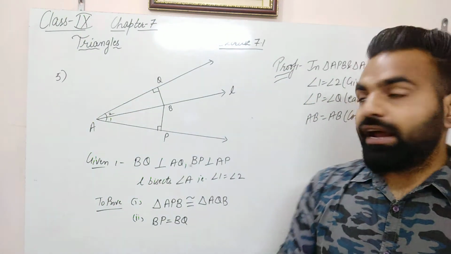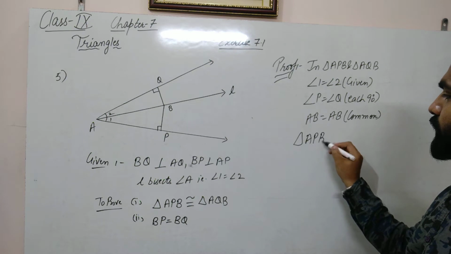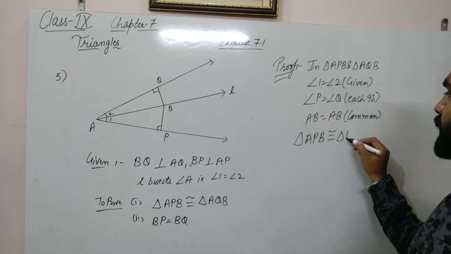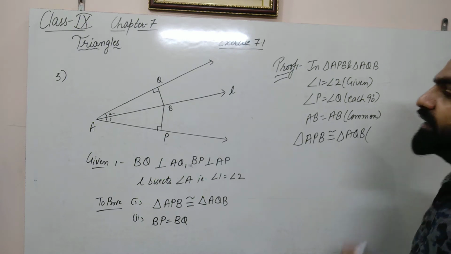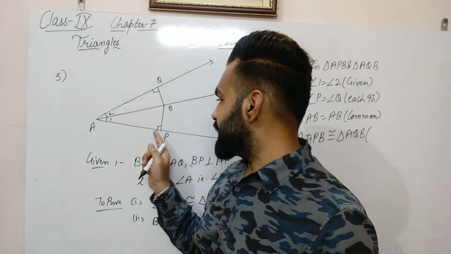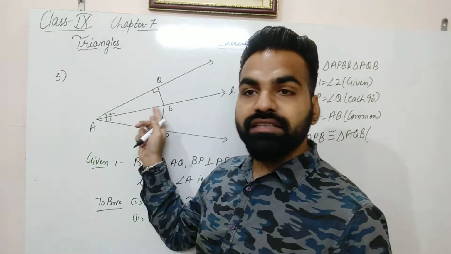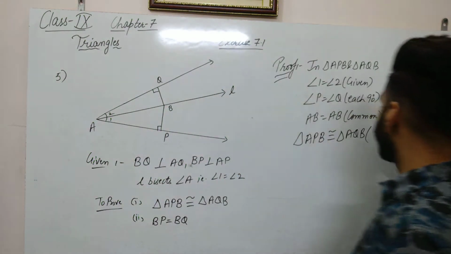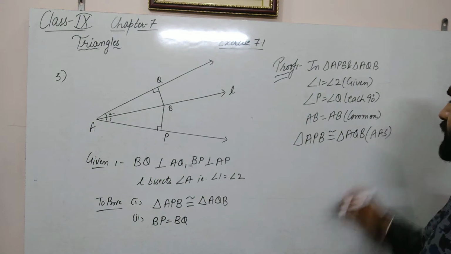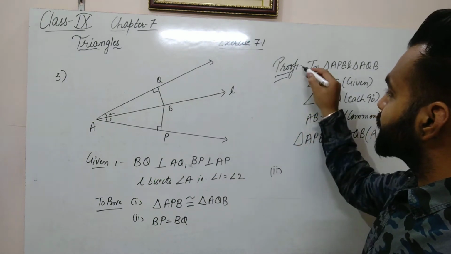So now we have to check which rule is applied here. See the rule here, two angles and one side. This is angle, this is angle. The side is not included here. So this is the side here. So the rule will be angle, angle, side. So this was the first part.